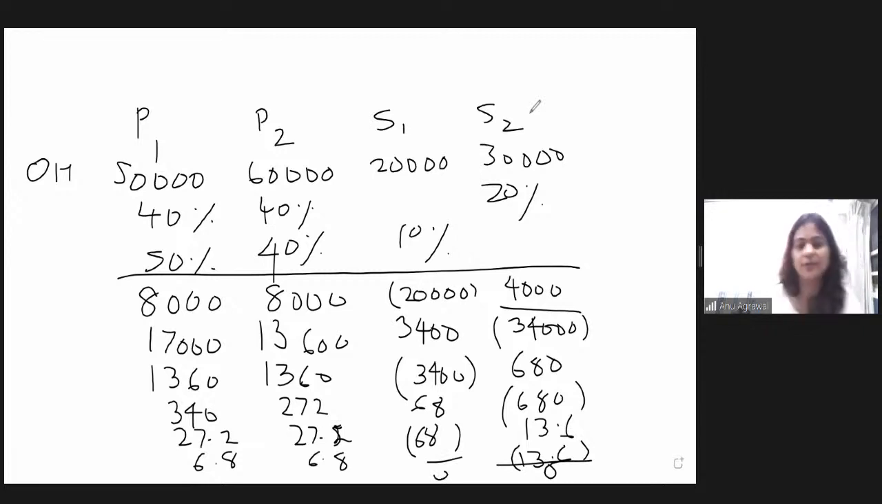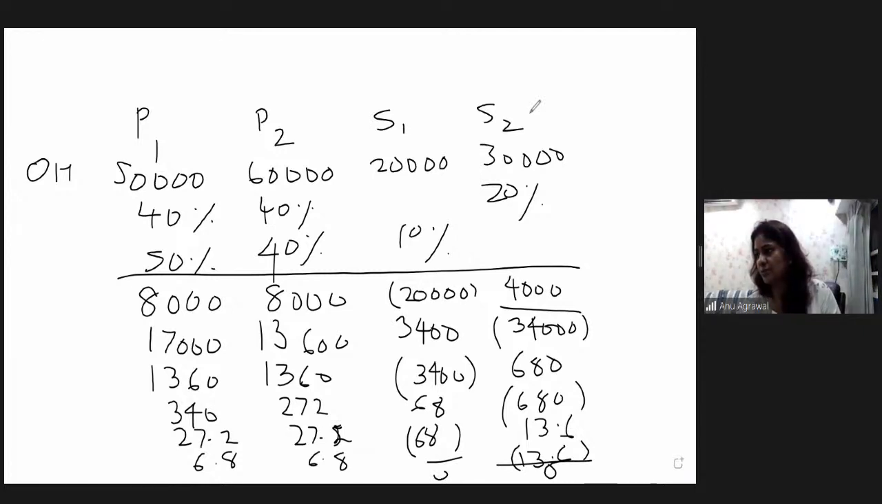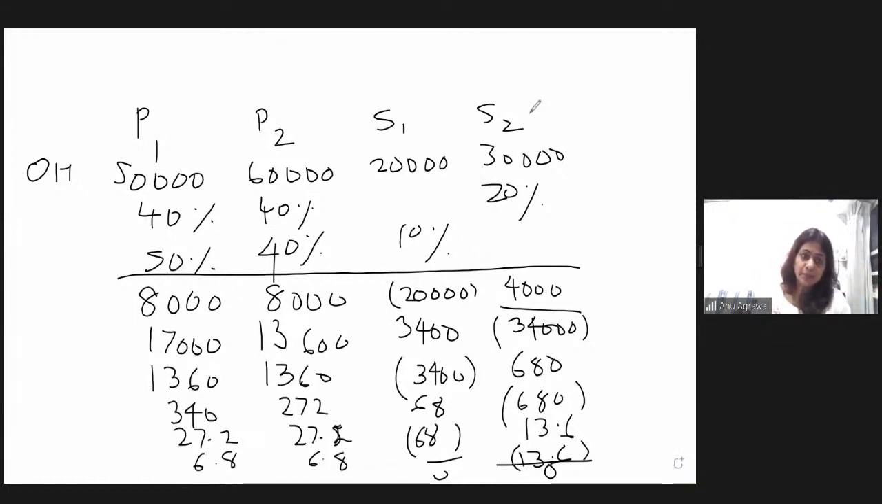Now all the expenditures are divided, right? P1, you have all the expenditures of S1 and S2, and S2 stands divided. As you can say, this particular method is very, very time consuming. You divide the expenditure of S1, you do it for S2, keep on doing it till the time you get that nominal figure of 1 rupee, 2 rupees. This method is known as repeated distribution method.